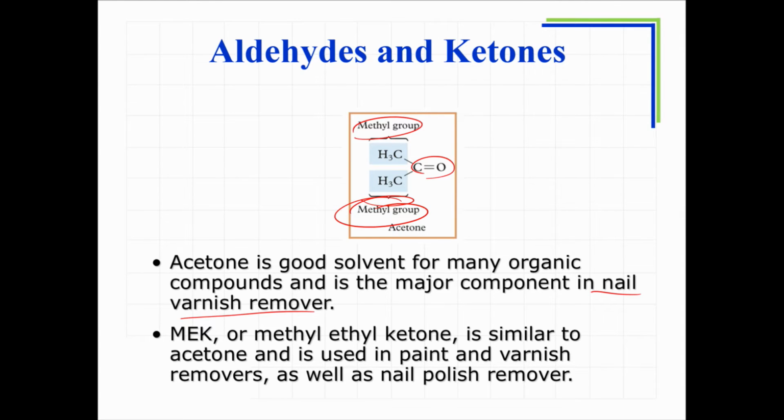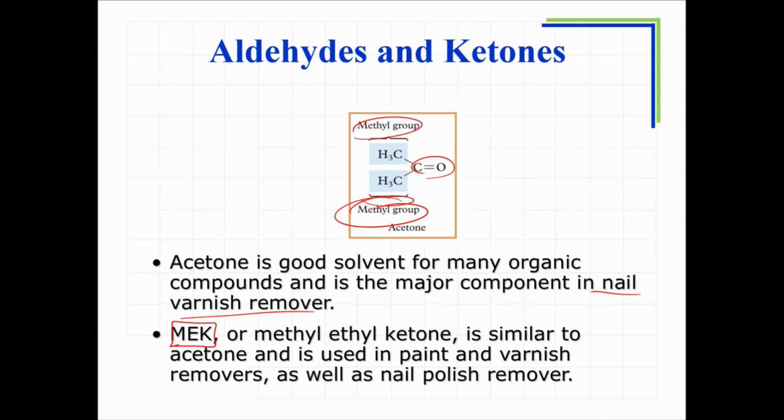Methyl ethyl ketone, which out in the industry is very often called MEK, would have a methyl group on one side and an ethyl group on the other side. And this is another really good solvent. It would be good for a nail polish remover as well. It smells a little stronger than acetone does. It's not very pleasant to smell, but it could be used very nicely. It's a very good solvent for anything that is organic.